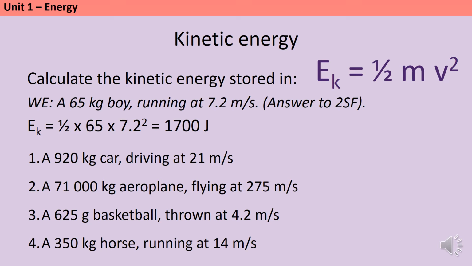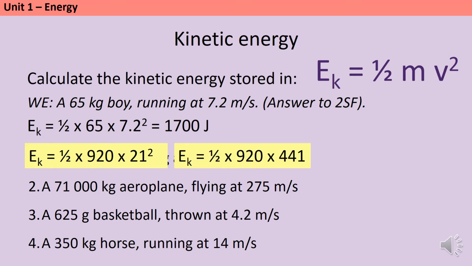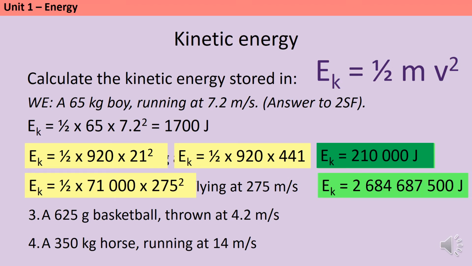So in question 1, the mass is 920 and the velocity is 21. So 21 squared is 441, giving me an answer of 202,860. But that's not 2 significant figures, so I need to round it. 210,000 joules. Then for question 2, I go through the same process and I get 2,684,687,500 joules. So if I round that to 2 sig figs, I get 2.7 billion joules.